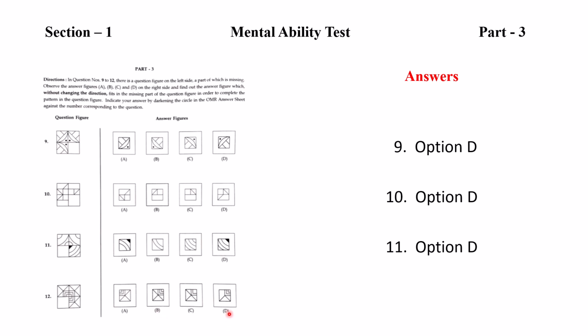Between option C and D, we can see that there is a line that would connect these two dots here, but in option D that line is not present, only one line is present here. Therefore option D is also eliminated. The right answer would be option B. Therefore, option B would give the right answer for question number 12.